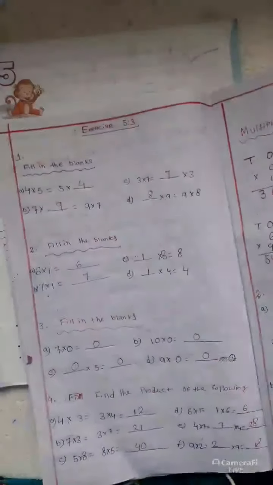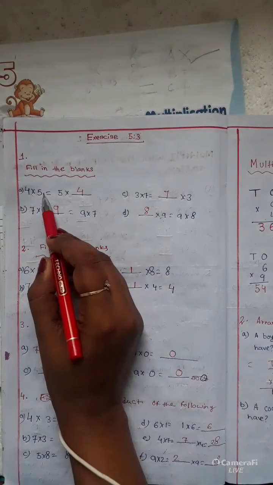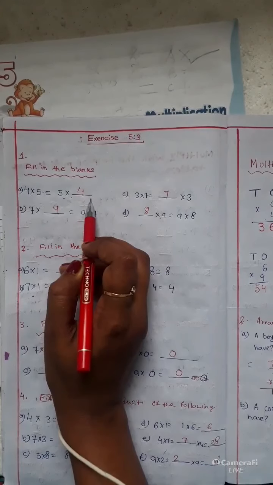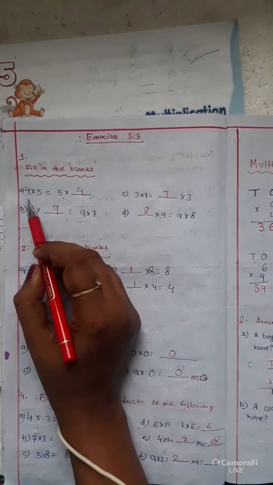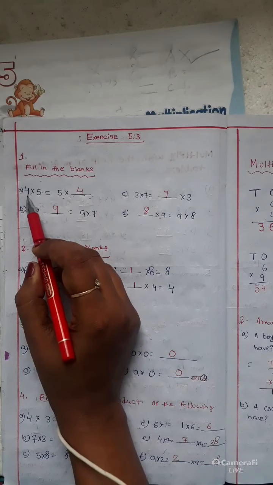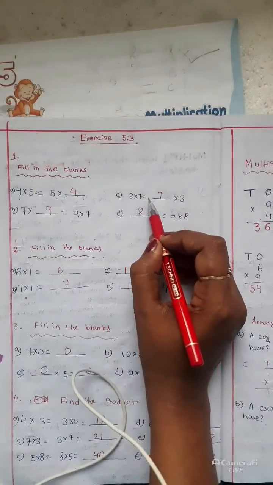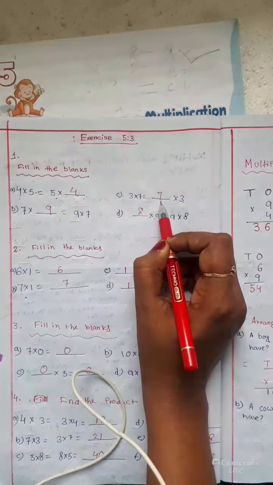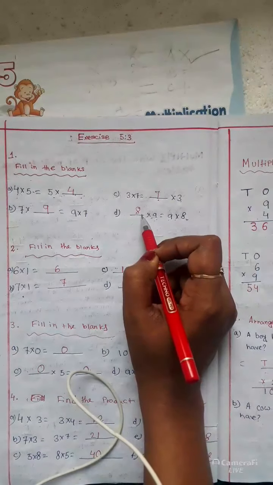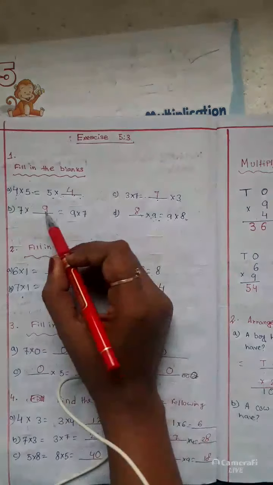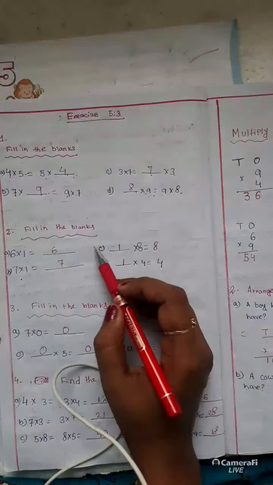Now exercise time. Exercise 5.3. 4 into 5 is equal to 5 into dash. Fill in the blanks. What will be the answer? We know it very well. The answer will be 4, as 4 into 5 is 20. 5 into 4 is also 20. 3 into 7 is equal to dash into 3. Here it will be 7. Dash into 9 is 9 into 8. Here 8 will come. 8 9s are 72. 7 into 9 is equal to 9 into 7. Easy. Now again fill in the blanks.